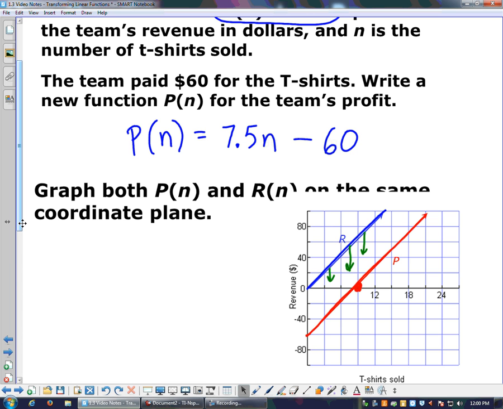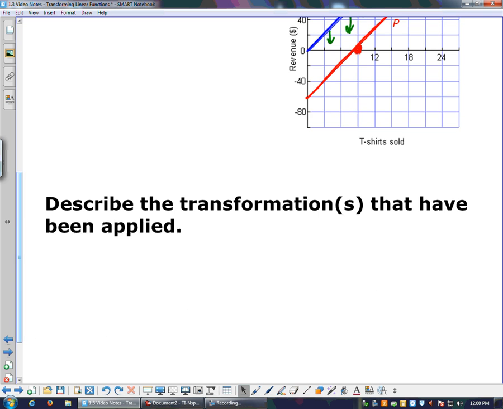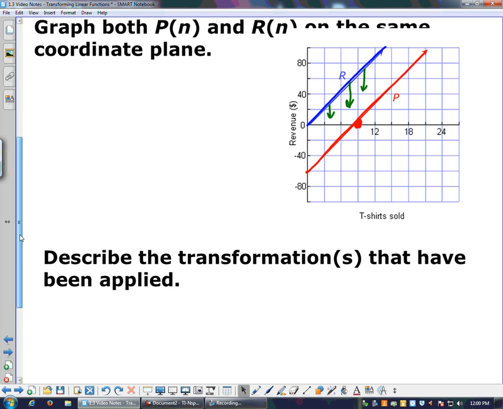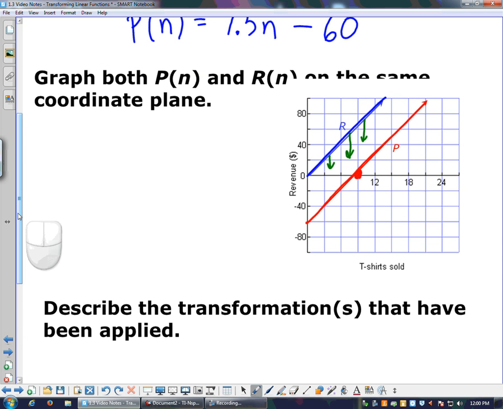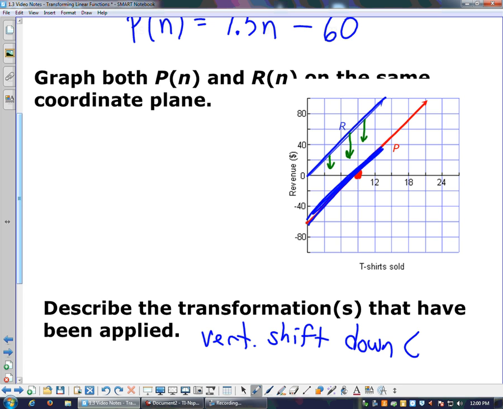And what kind of transformation is that? Is that listed on here? Describe the transformation that has been applied. So from our original graph here, what transformation? Well, this whole graph was just shifted down 60 units, so we would say that is a vertical shift down 60 units.